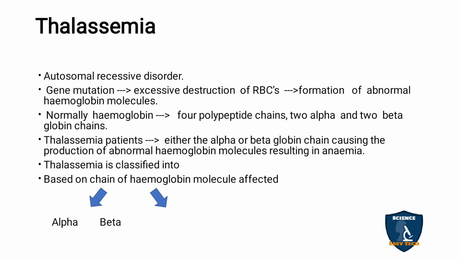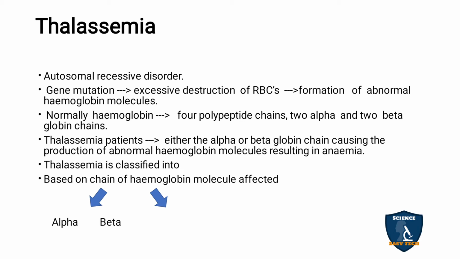So due to this, formation of abnormal hemoglobin occurs. Normal hemoglobin, as I said in the diagram, has 4 polypeptide chains, 2 alpha and 2 beta chains. This is normally present in the RBC. But in thalassemia, either alpha or beta will be seen. So they are in 4. Alpha means 4, beta means 4. Only one type is seen in the thalassemia patient or person.